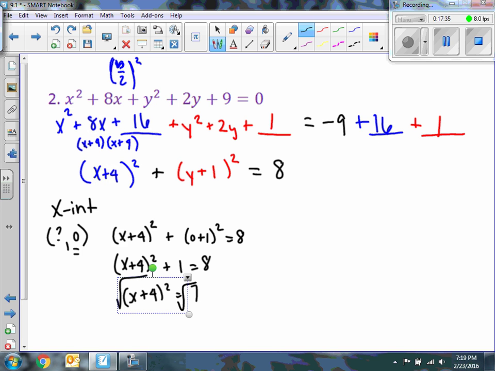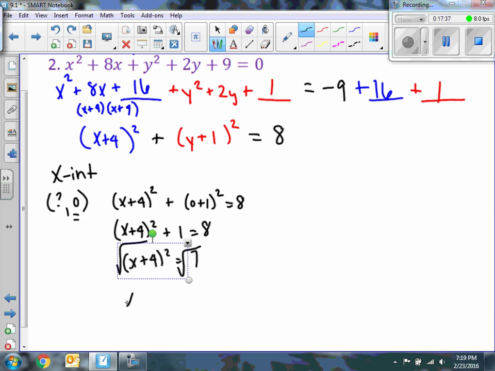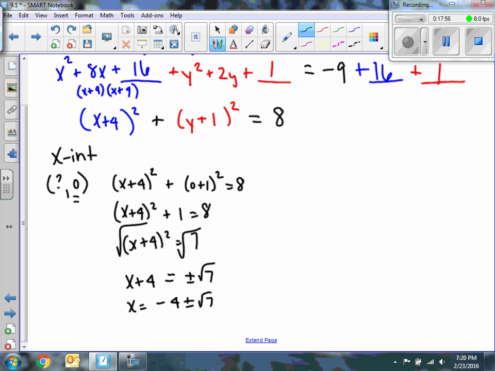Just solve. x plus 4 squared equals 7, square root both sides. We now have x plus 4 equals plus or minus radical 7. x equals negative 4 plus or minus radical 7. Those would be my two x-intercepts. And I can go ahead and write that as negative 4 plus or minus radical 7, 0. That represents 2 points.